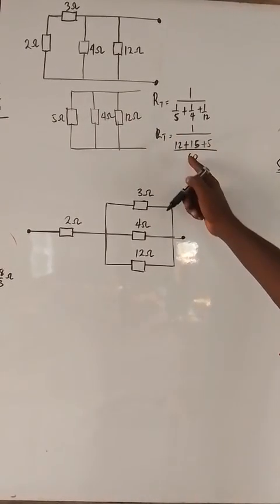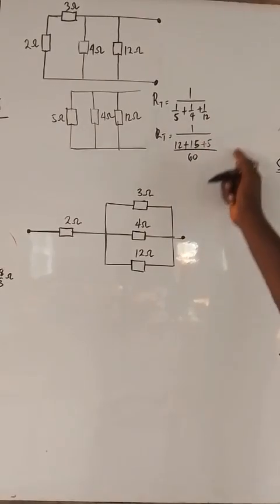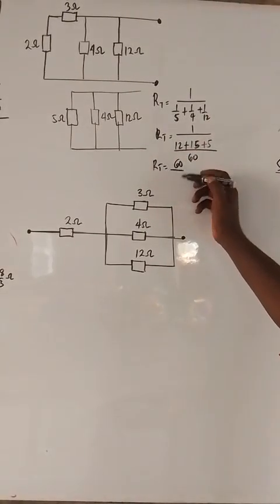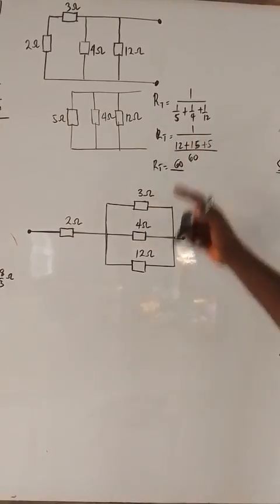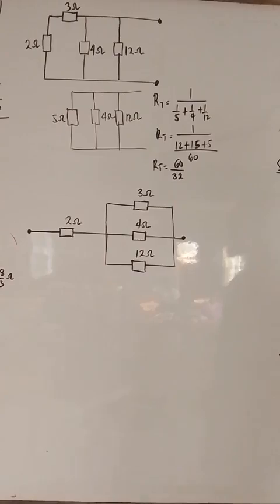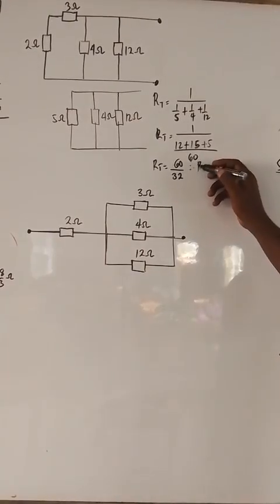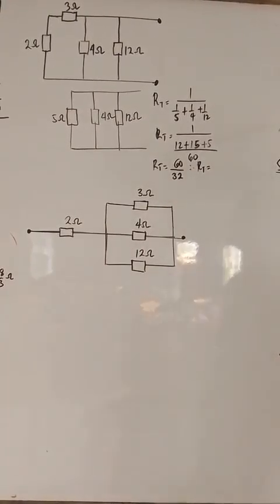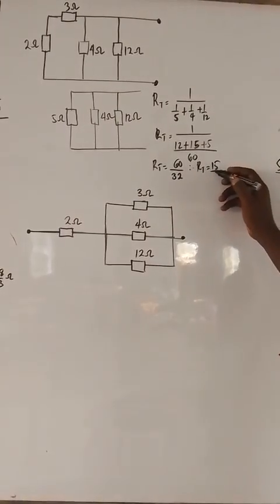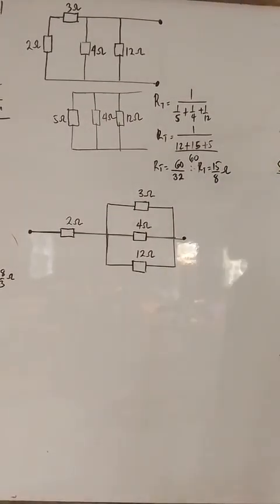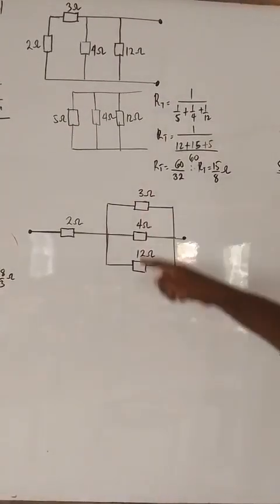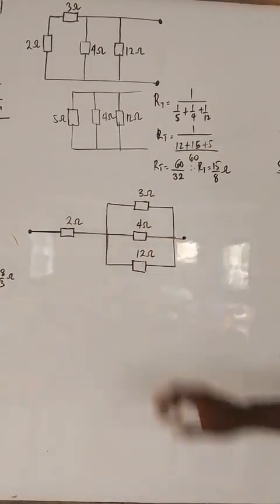So this 60 will go up because of this reciprocal. R total becomes 60 divided by 12 plus 15 plus 5, which is 20. 20 plus 12 is what? 32. So from here, total R equals 60 over 32, which is 15 over 8. 15 over 8 ohms.